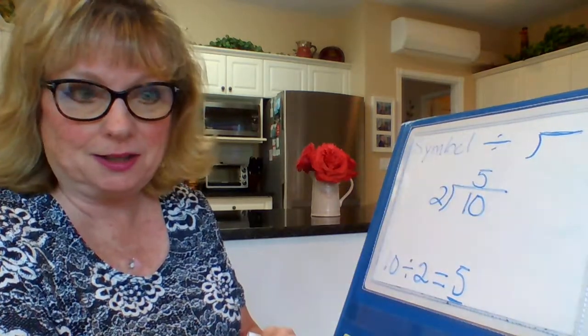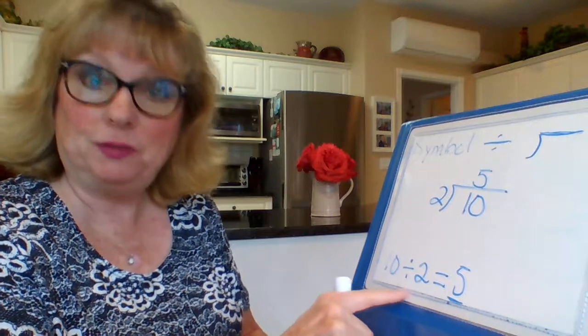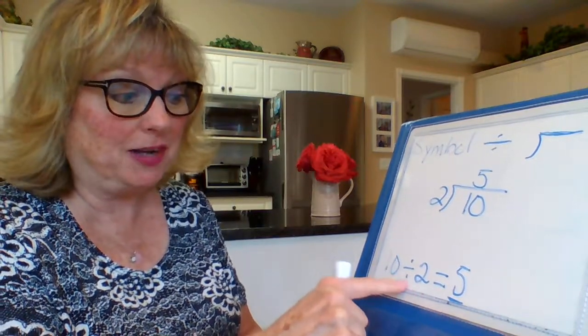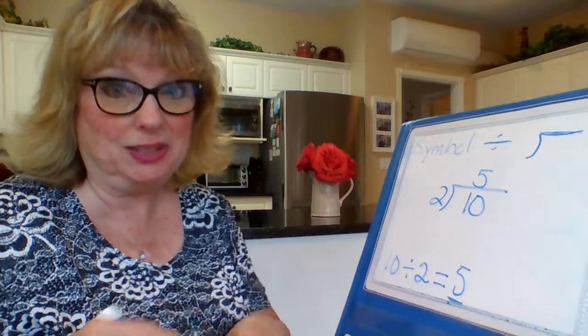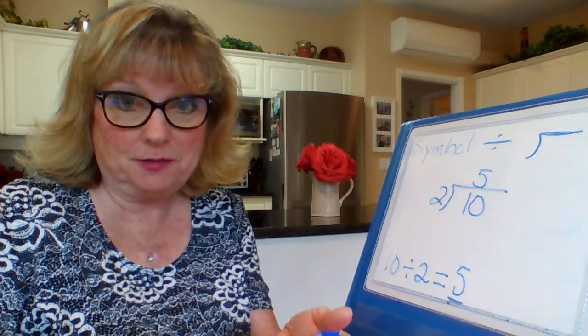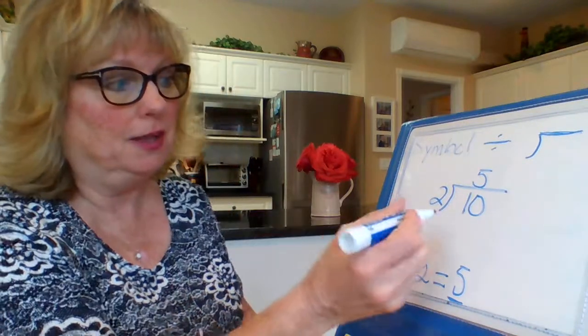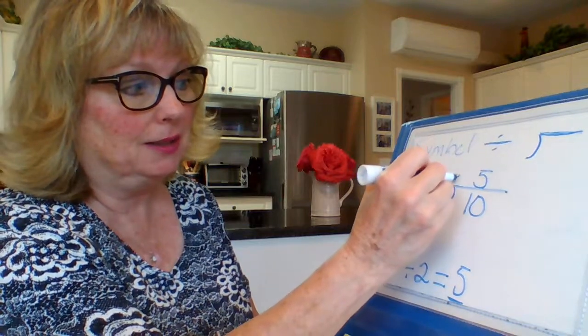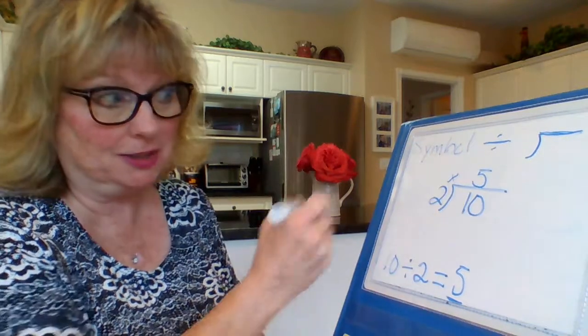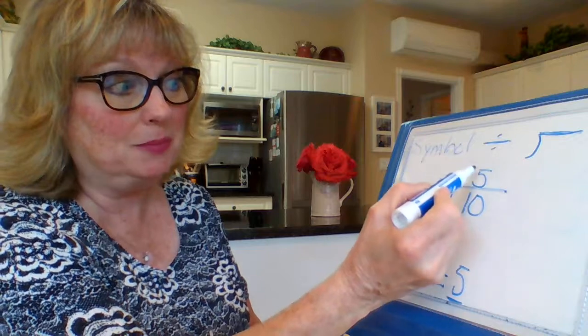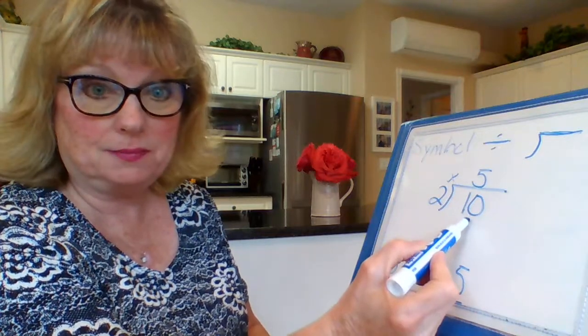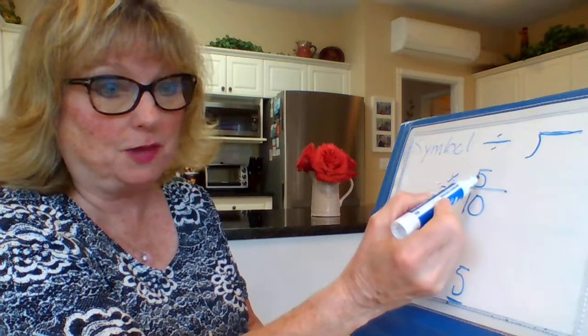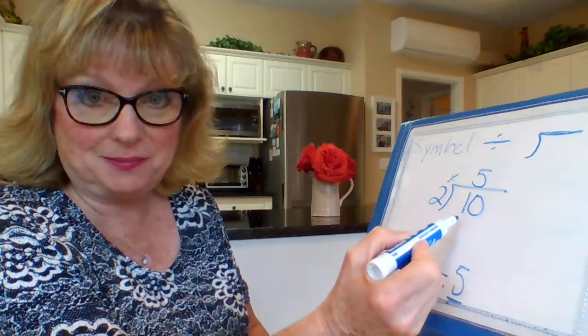But how did we get there? We know that. Maybe we've memorized that. 10 divided by 2, which is really 10 in half. Half of 10 is 5. Well, we can think this way as well. 2 times 5 equals 10. 2 groups of 5 equals 10.